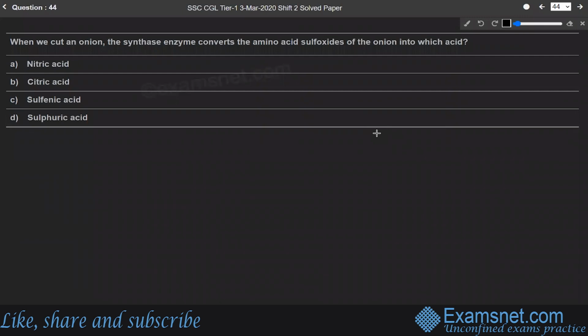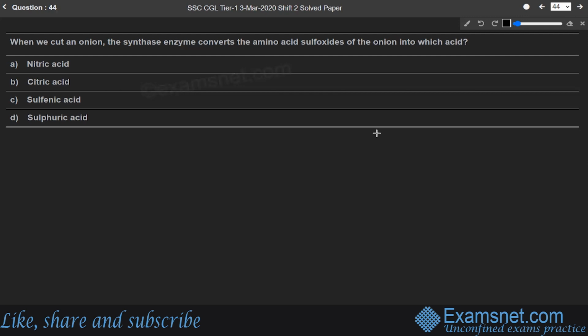Next question is, when we cut an onion, the synthase enzyme converts the amino acid sulfoxides of the onion into which acid? Do you know what happens when we cut an onion? When we cut an onion, a synthase enzyme is released into the air, and this enzyme further converts the amino acid sulfoxides into an acid. So we have to find the name of that acid. The given options are nitric acid, citric acid, sulfenic acid, and sulfuric acid.